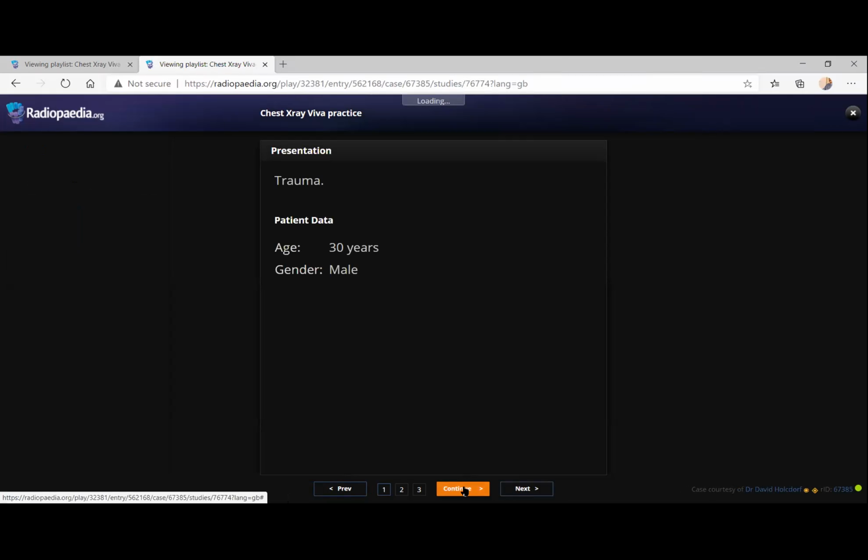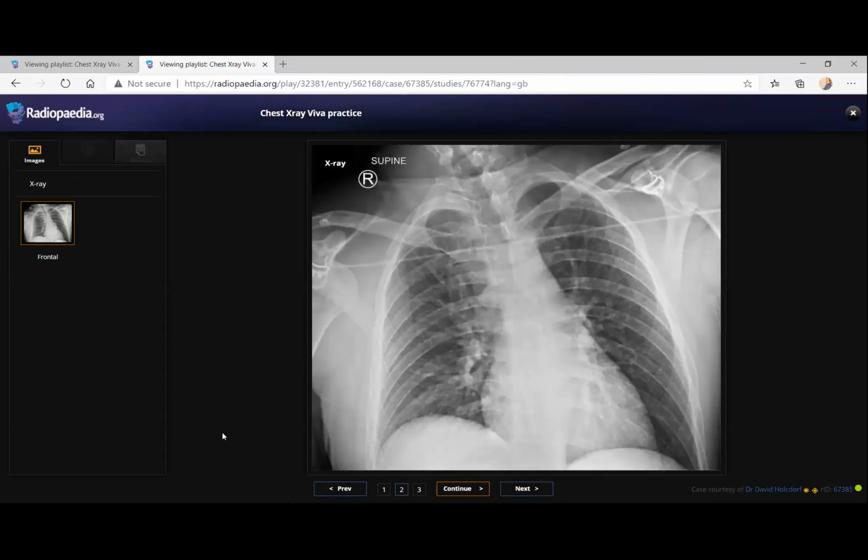30-year-old male with a trauma. Okay. So this is a supine chest radiograph of a 30-year-old male patient who's presenting with trauma. By reviewing the chest, I'm checking the ribs for any fractures. However, I cannot see any bony fractures regarding the thoracic cage. I do not see any evidence of pneumothorax in both lung fields. The cardiomediastinal contour is within average.